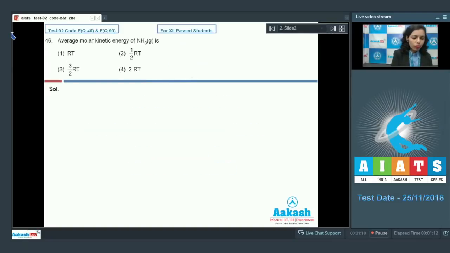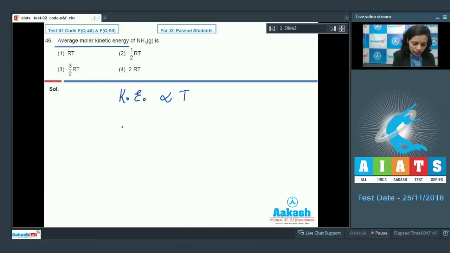The question number 46 is here. Average molar kinetic energy of ammonia gas is. In this question, we have different options given here, and we should always know that whenever we talk about kinetic energy, that is directly proportional to the temperature of the system. And when we talk about this average molar kinetic energy of a particular gas, that's ammonia, that's given here.